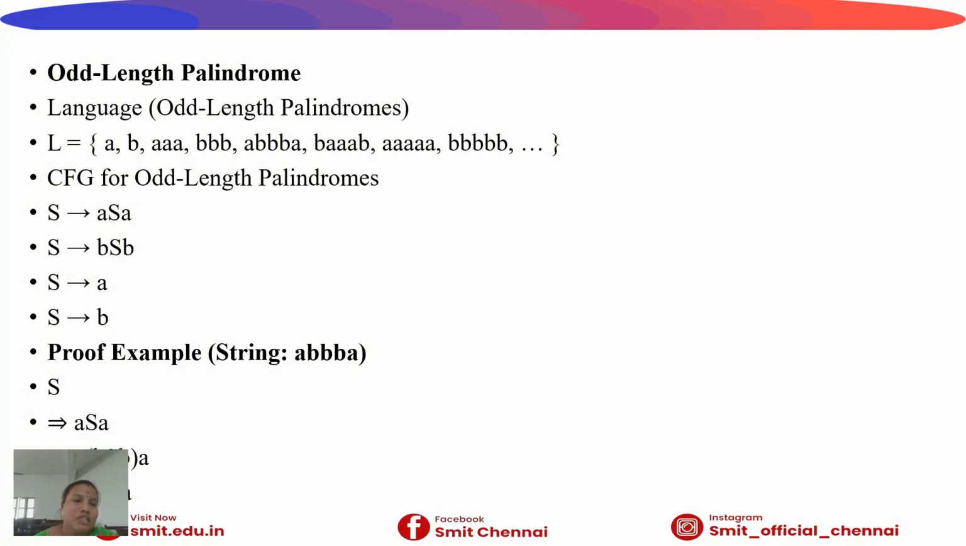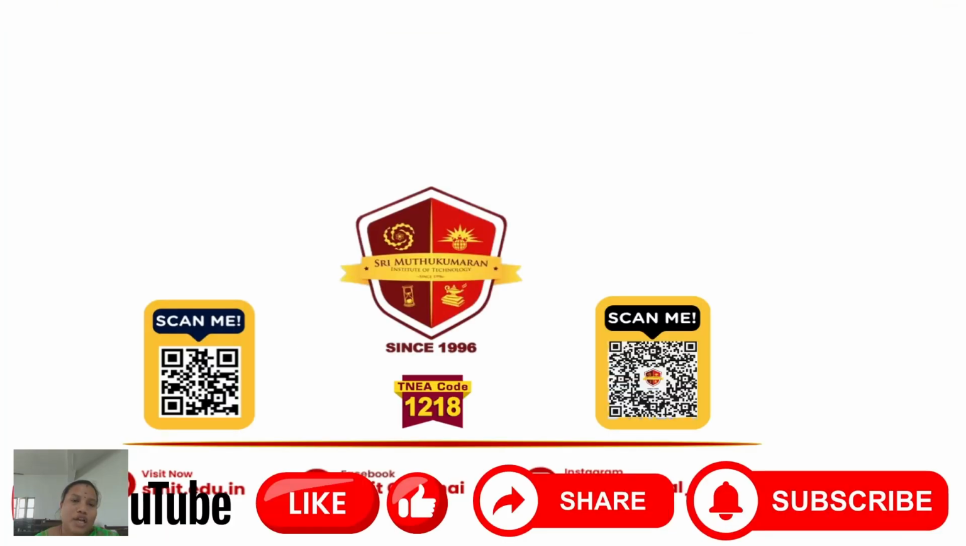So the proof for an example string, say abbba. S is the start symbol, substituted by aSa. Then S is substituted by bSb, and the last a is already here. So a here and b here, and S is substituted by b. Then b here and a here. The final string abbba is an odd length palindrome. So thank you so much.